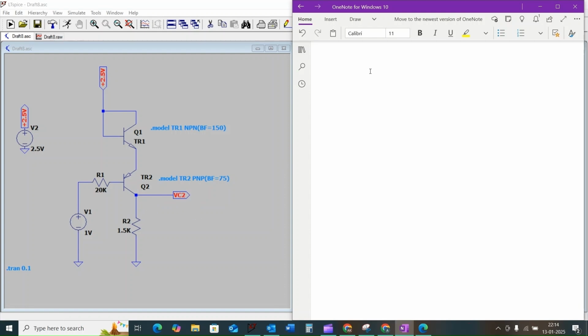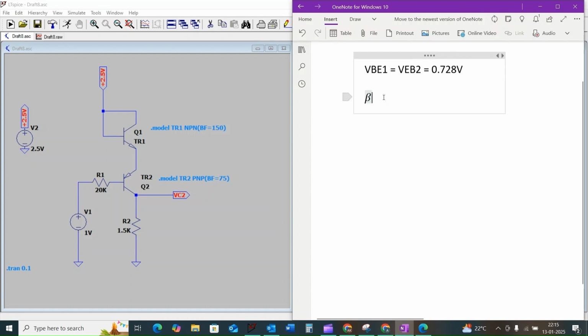In this circuit, the base-emitter voltage of Q1, VBE1, is equal to the emitter-base voltage across the transistor Q2, that is VEB2, which is equal to 0.728 volt. We are considering the current gain of the transistor Q1 as beta 1, which is equal to 150, and the current gain of the transistor Q2 as beta 2, which is equal to 75.